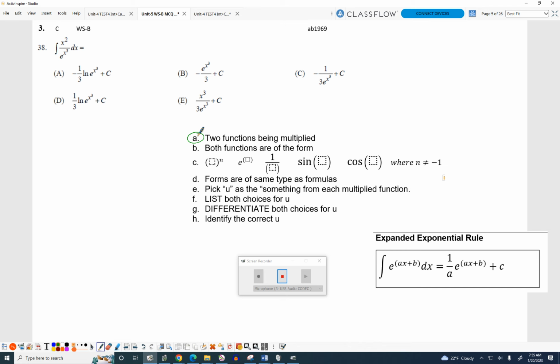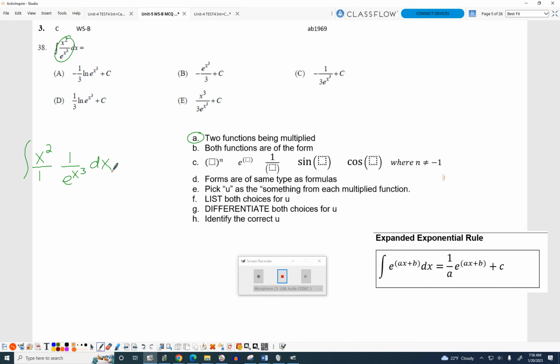So I look at what I have and I say, okay, if I want this to look like 2 functions that are multiplying, I could think of it as being the antiderivative of x squared over 1 multiplied by 1 all over e to the x cubed. Now I have identified 2 functions that are multiplying.